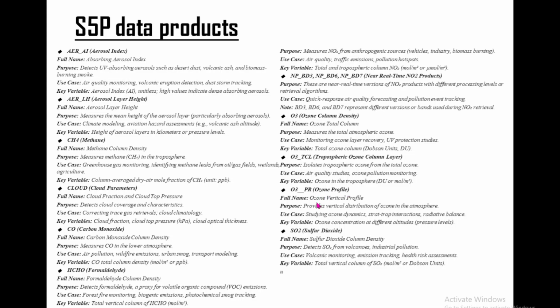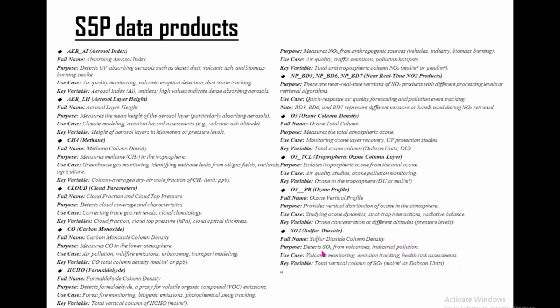Then the ozone profile. It measures the vertical ozone profile and provides the vertical distribution of ozone in the atmosphere. It is used in studying ozone dynamics, stratospheric-tropospheric interactions, and radiative balance. Ozone concentration at different altitudes is made available in terms of pressure level.